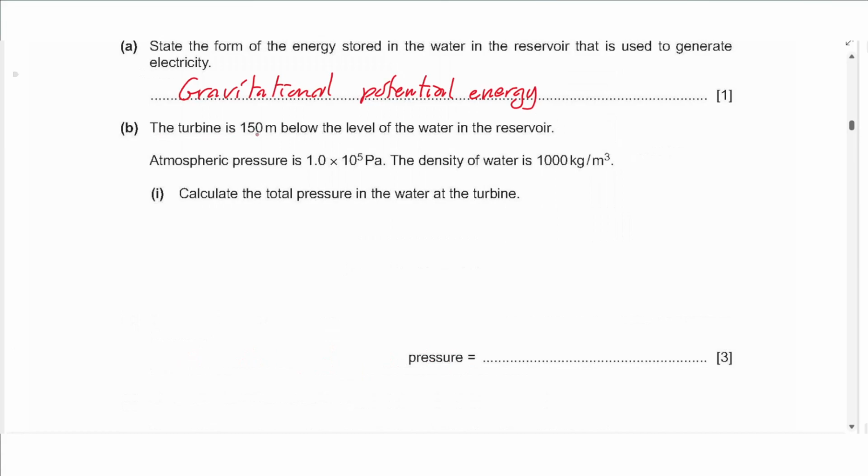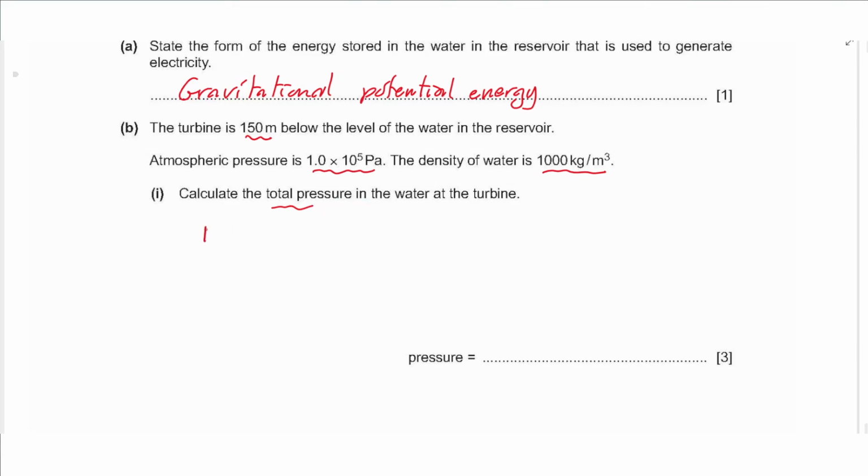B says a turbine is 150 meters below the level of the water in the reservoir. Atmospheric pressure is 1 times 10 to the power 5 Pascal and the density of water is 1000 kilograms per meter cubed. Calculate the total pressure in the water at the turbine.